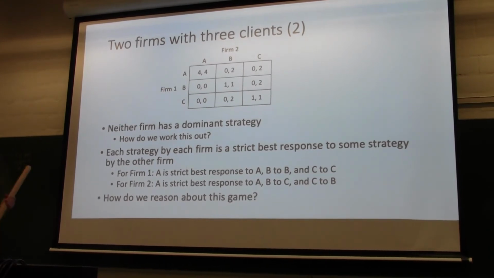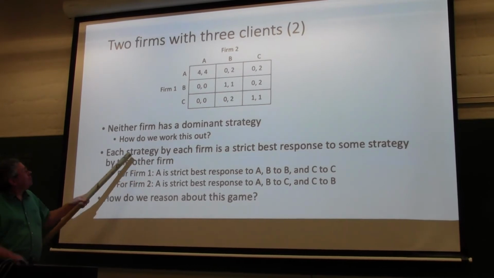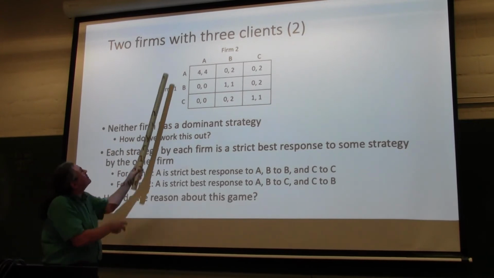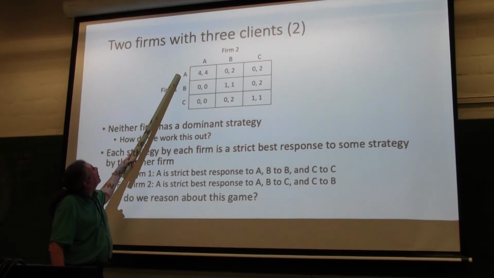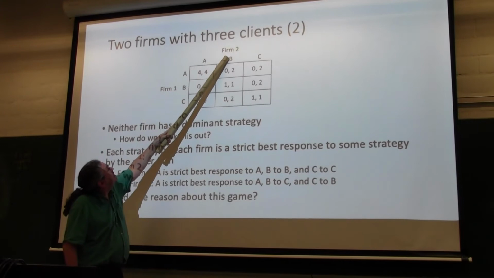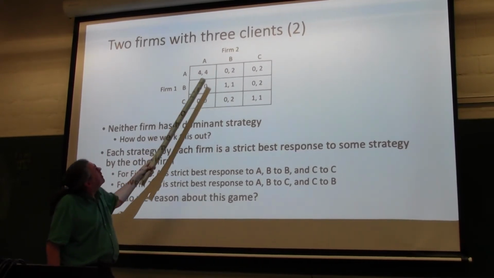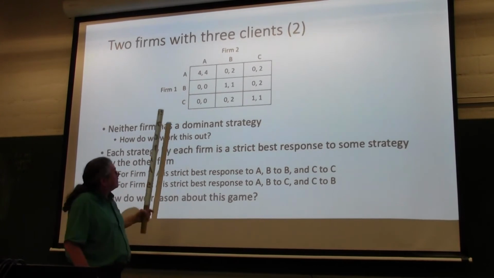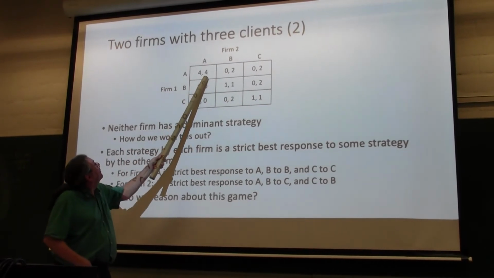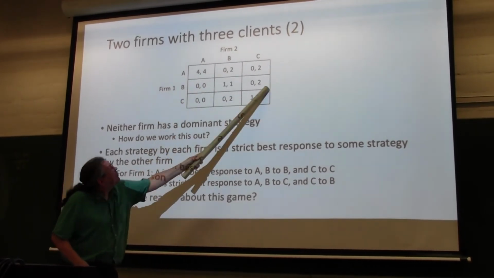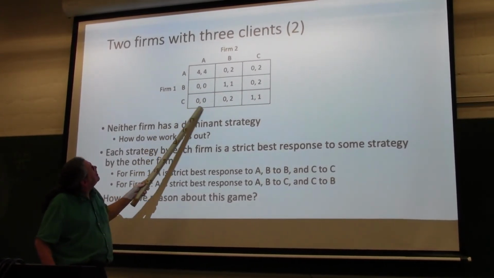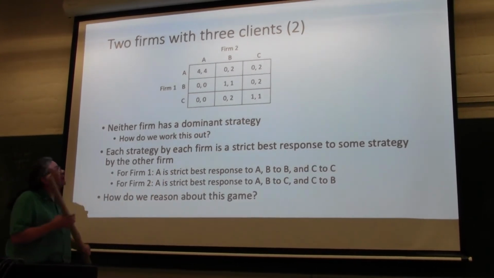Well, let's take a look now. For firm 1, A is a strict best response to A. They have best responses, which means if firm 2 does something, firm 1 can respond. If firm 2 does A, then firm 1 does A. If firm 2 does B, then firm 1 does B. If firm 2 does C, then firm 1 does C. And in the opposite direction, if firm 1 does A, then firm 2 does A. If firm 1 does B, now we're looking at the horizontal lines, then firm 2 does B, and if firm 1 does C, then firm 2 does B.